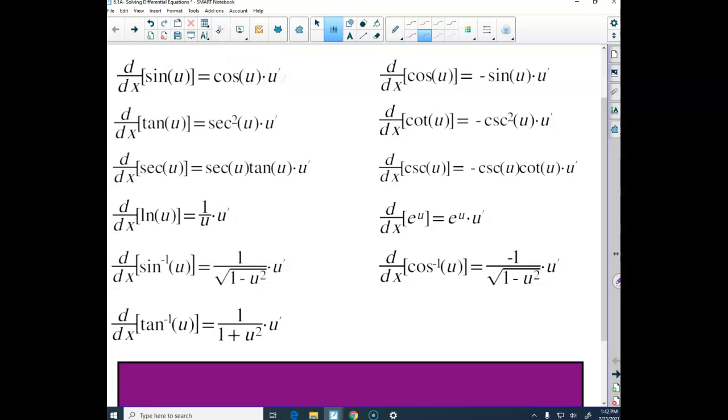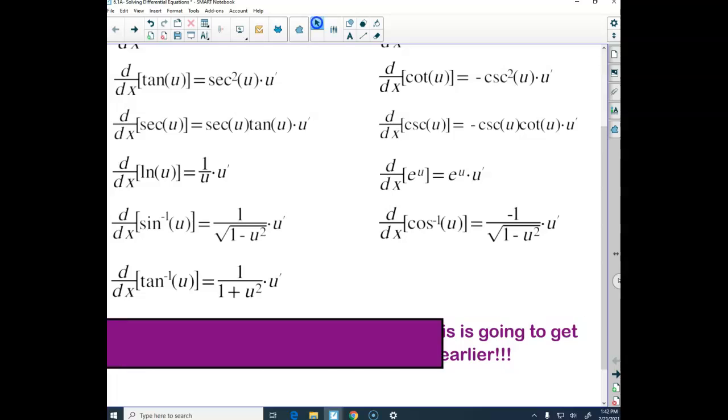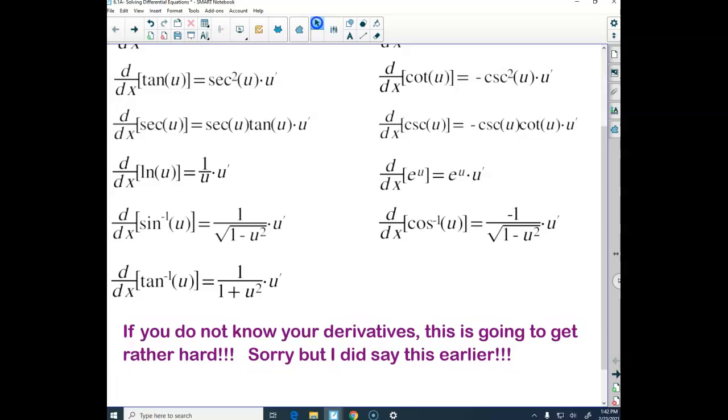But that's all we're going to be doing. Print these off. If you were here, I would be able to hand you a sheet of them. If you're coming next week, I can give you a sheet, or you can print them off right now. But if you're 100% virtual, you're going to have to print your own sheet. And like I said earlier in the year, if you don't know your derivatives, this is going to get rather hard when we do integrals. If you do not know your foundational derivatives, integrals are going to be a bear, and you're going to have to work twice as hard. So get these little buggers memorized, okay?